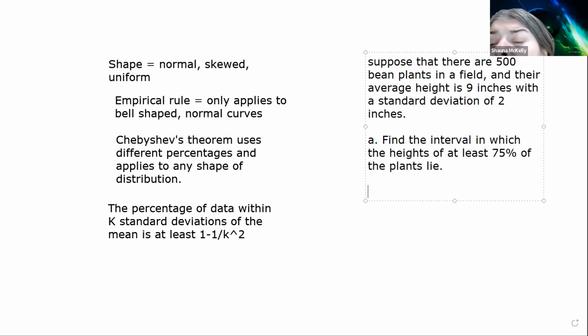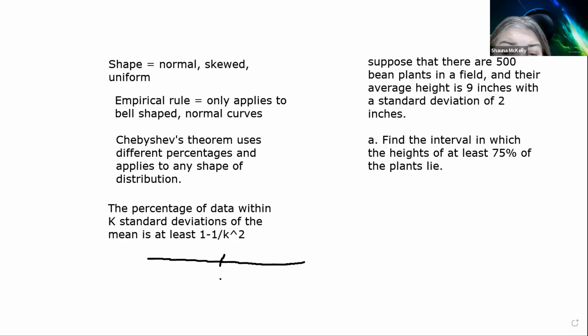What's happening is I don't know how this is shaped, right? But what I do know is that for the sake of understanding how the picture works, I usually draw a little number line here. And I put my mean in the middle. So the average height is 9 inches. There's 9 there.